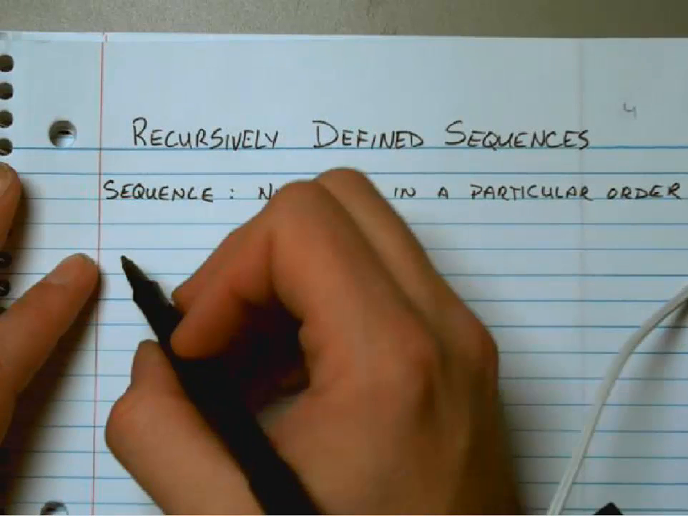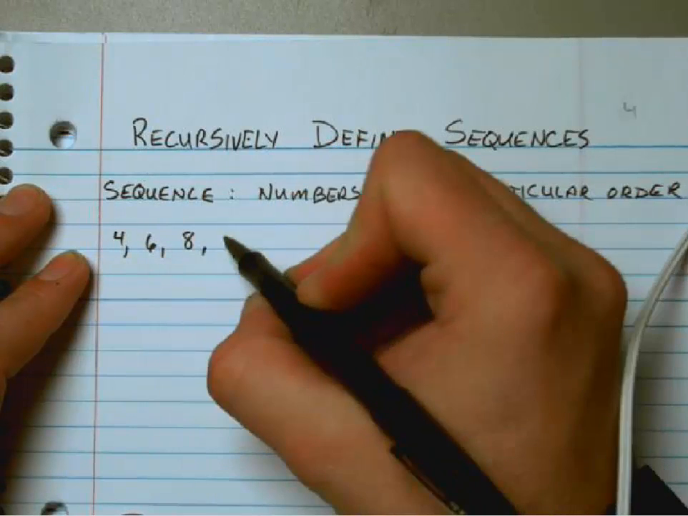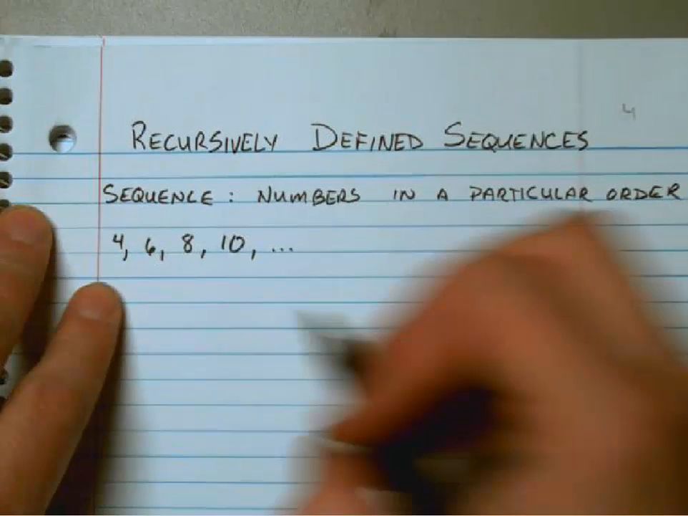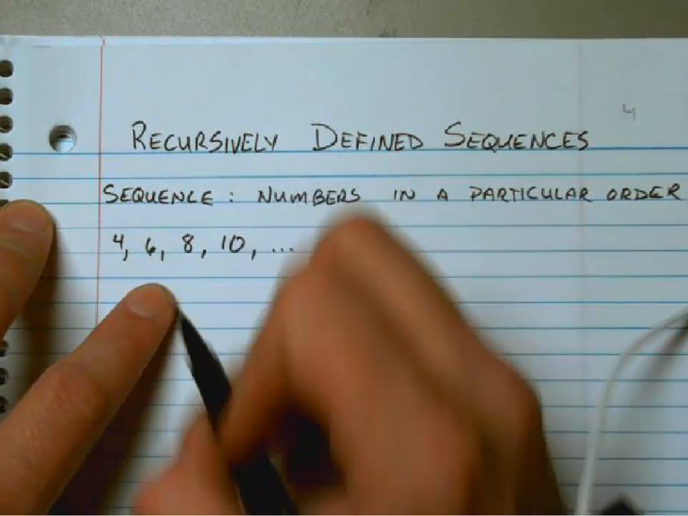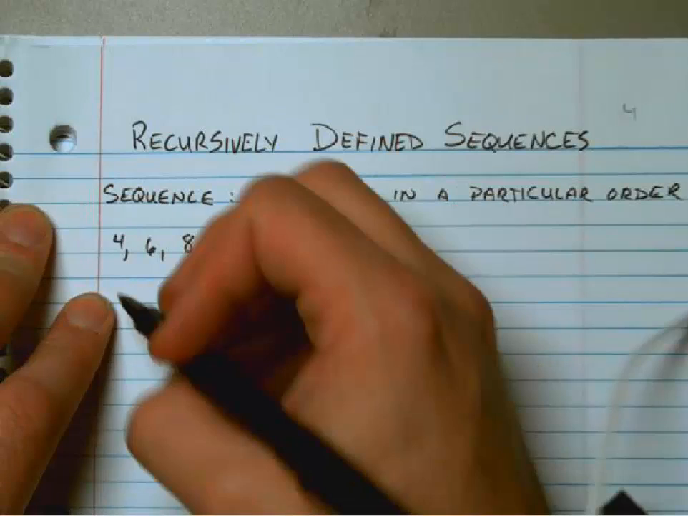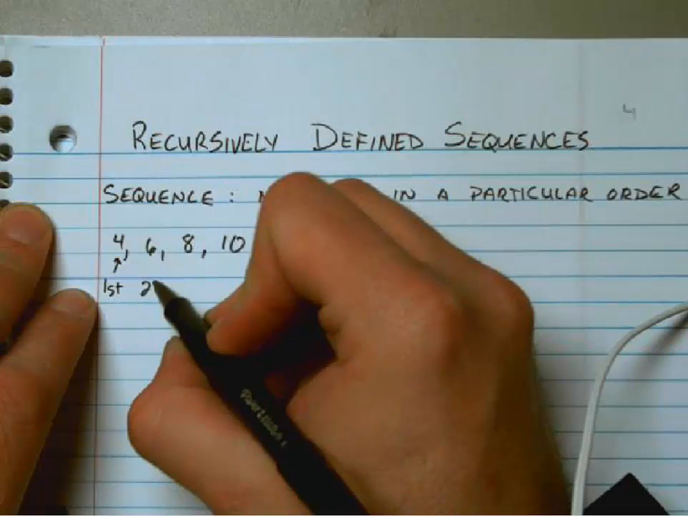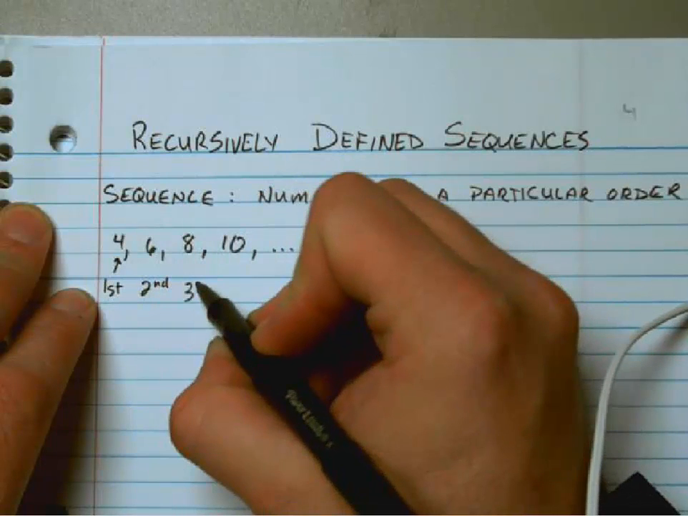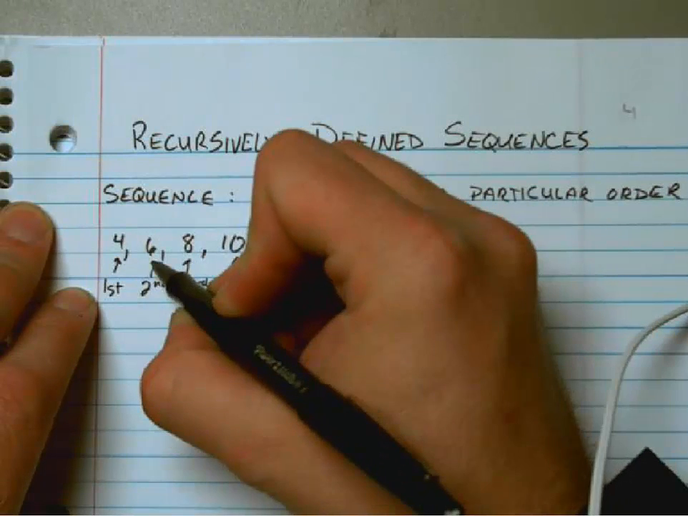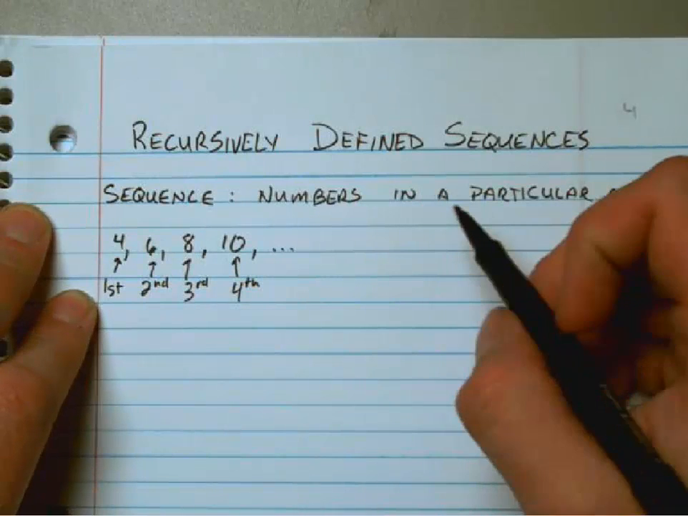So here's a sequence: 4, 6, 8, 10, and so on. In this sequence, 4 is the first term, 6 is the second term, 8 is the third term, 10 is the fourth term, and so on. The fifth would be the next one. The ... means keep going, keep doing this out forever, following the same pattern.